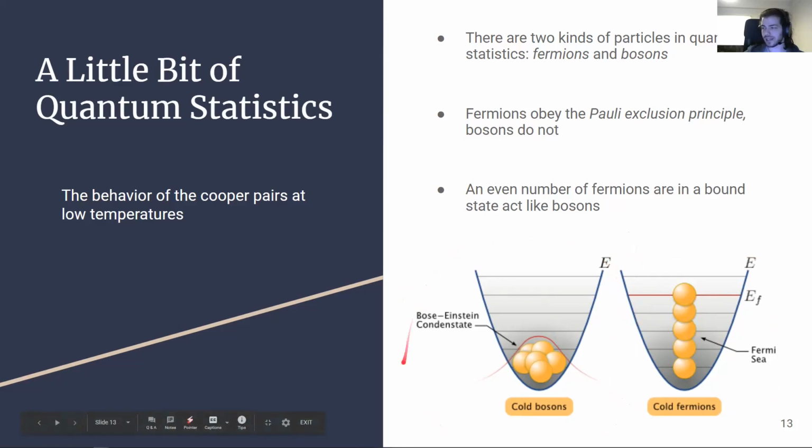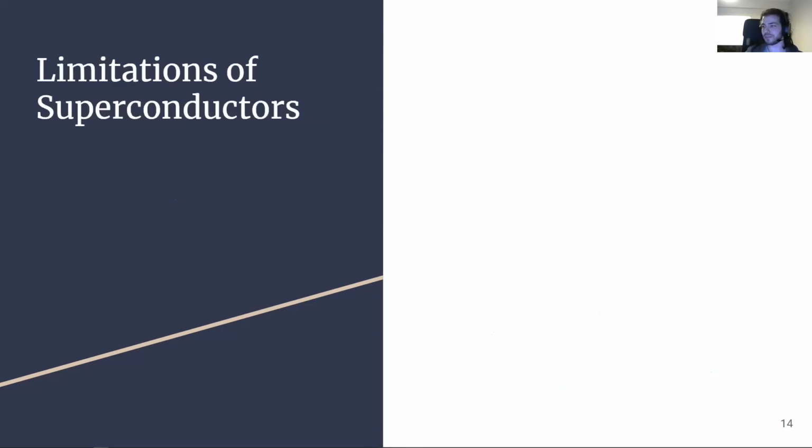So this state is called the Bose-Einstein condensate, and both superfluids and superconductors could be examples of a Bose-Einstein condensate. But as I promised, I won't go deeper into this subject, and I will talk now about why we cannot use superconductors, for example, in a circuit.